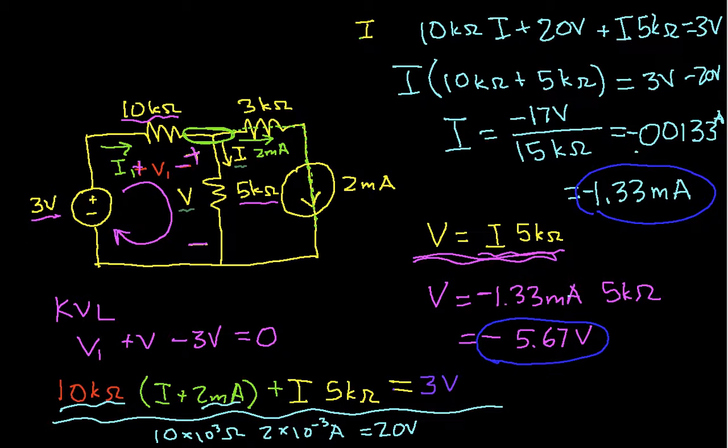All it means is that if the voltage is negative, I've drawn it with plus on top and minus on bottom, but what that really means is that this point of the resistor has a higher potential than this point. This point is higher by 5.67 volts than this point. I've also found that my current is negative. Is that a problem? No. It just means that the direction I've drawn the arrow is not the direction the current actually flows. The current is actually flowing this direction through the resistor with 1.33 milliamps.